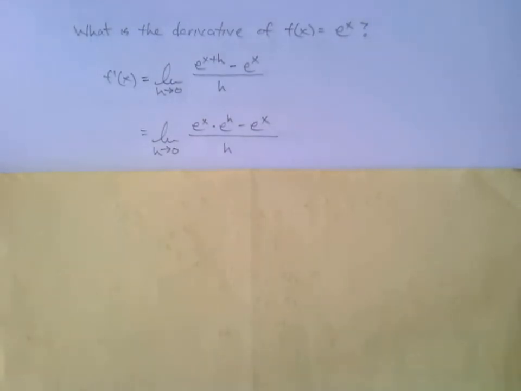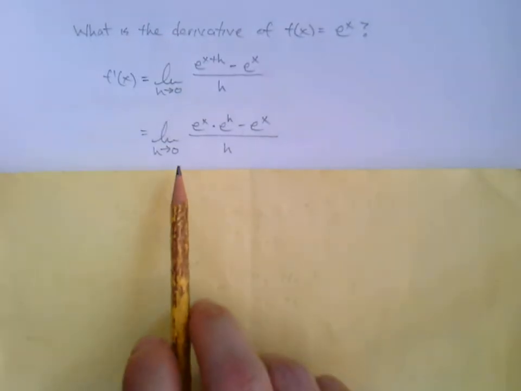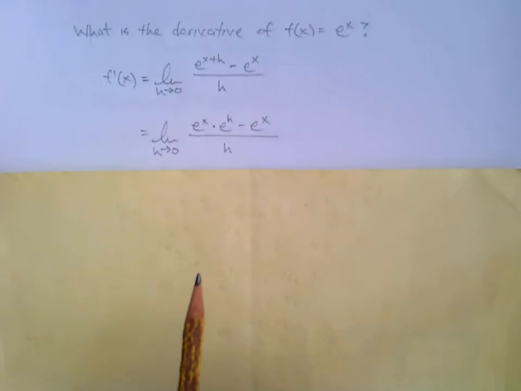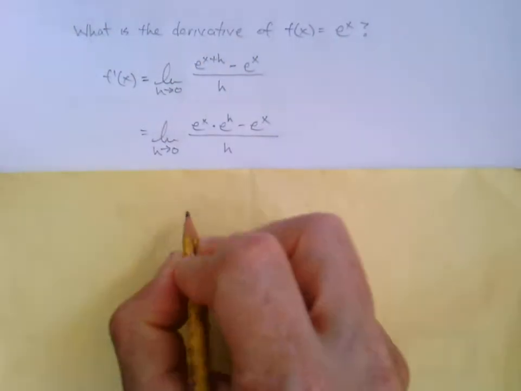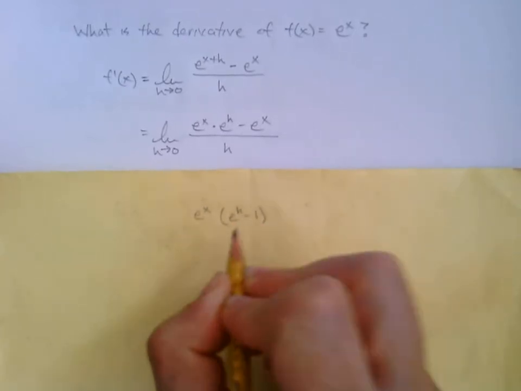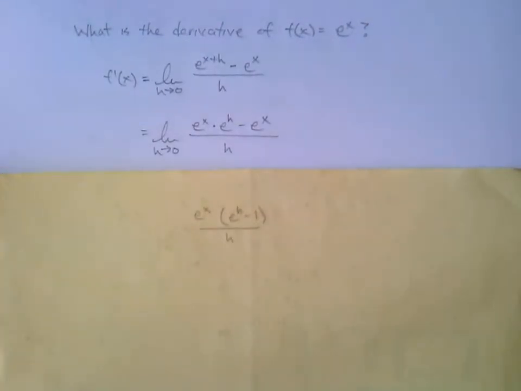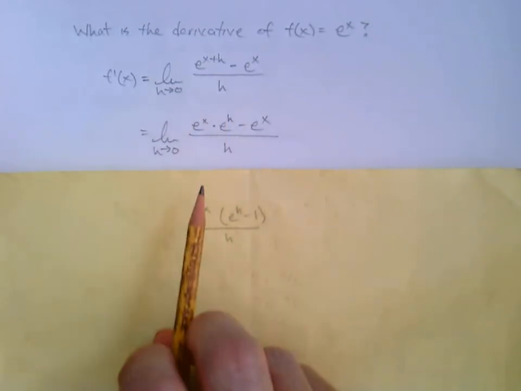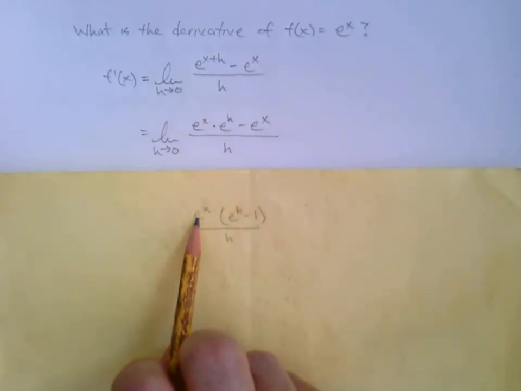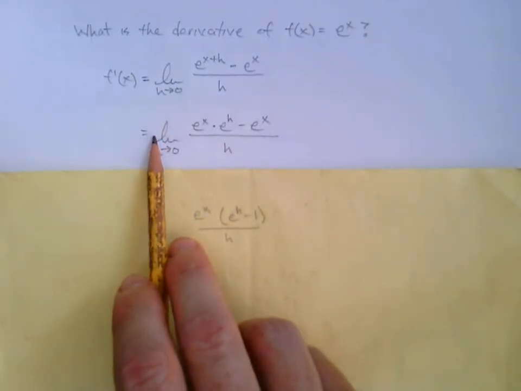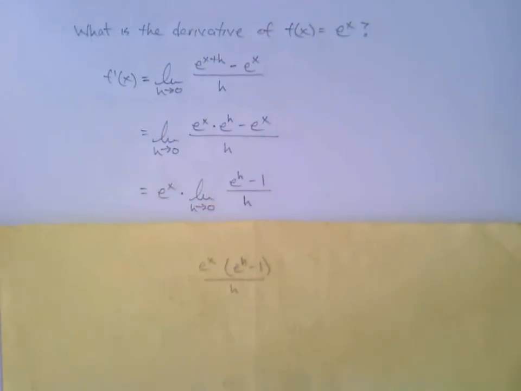What's the usefulness in there? Notice now, e to the x can be factored out of that numerator. All right, e to the x, e to the h minus 1 over h. So factor out the e to the x, and then notice we can actually move that factored e to the x all the way in front of the limit. Let me explain that.